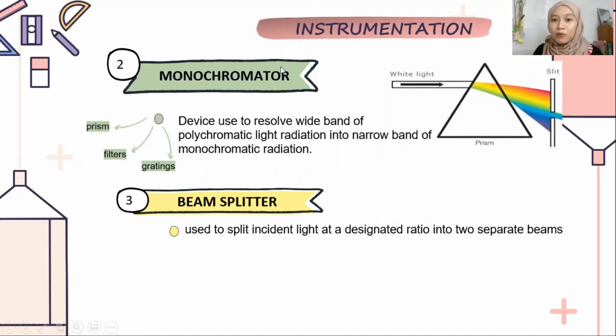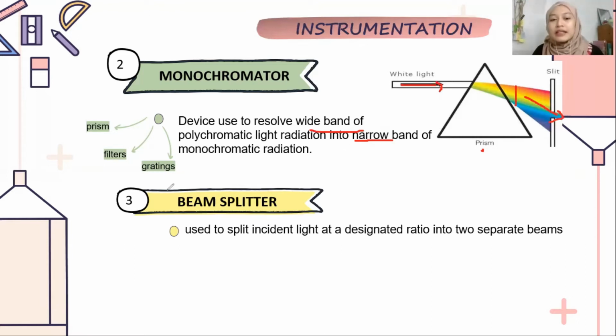A monochromator is a device used to resolve a wide band of polychromatic light radiation into a narrow band of monochromatic radiation. Here we have 3 types of monochromator, which are the prism, filters, and the gratings. As you can see from the figure here, this is one type of monochromator, which is the prism. As the white light passes through the prism, it splits into 7 colors, which are the rainbow's colors, from the white band into a narrow band radiation.